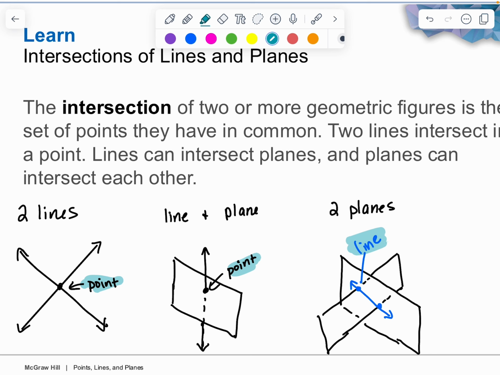Now, the best way that I can explain this one, think about the two walls of your classroom. Look up right now and look at the corner of the classroom. Look at two walls where they intersect. They intersect in a line, okay? Not at a point. They intersect in a continuous line. So that's where they intersect.